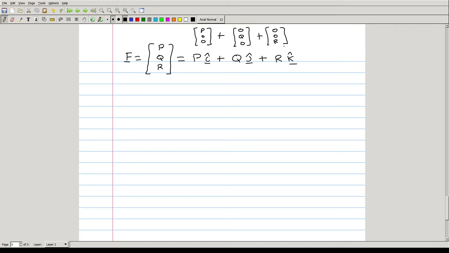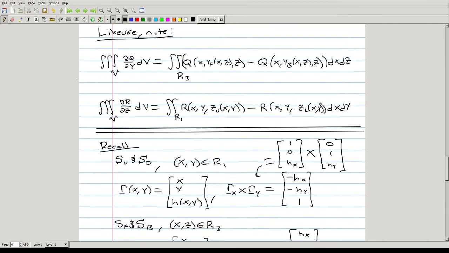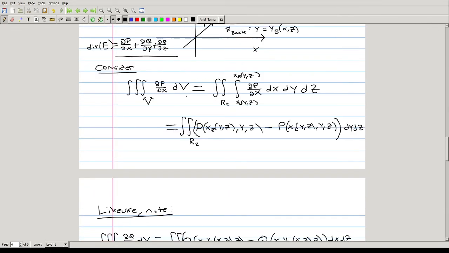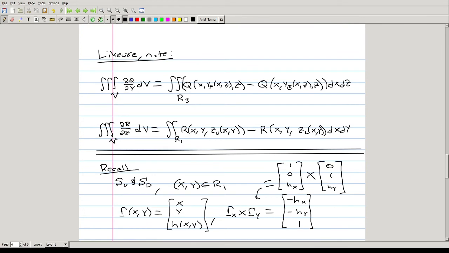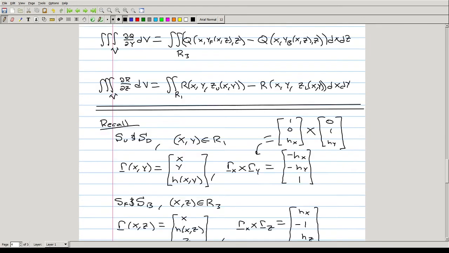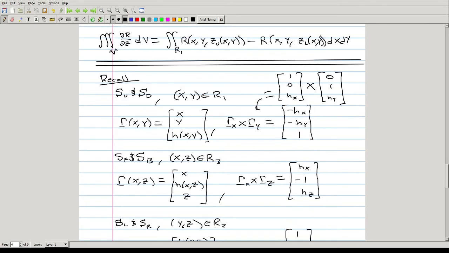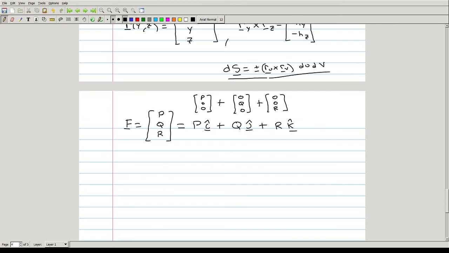And the reason that we're doing this is just like before, where we split up our volume integrals, the divergence, and we computed the three parts of divergence in Cartesian coordinates. For the volume integrals, we're going to go through and do the same idea here for the surface integrals of the three parts of this vector field.